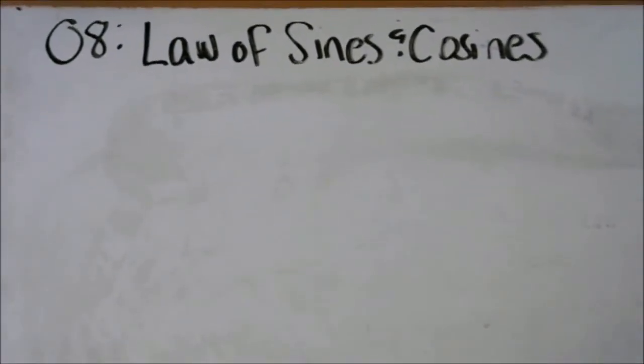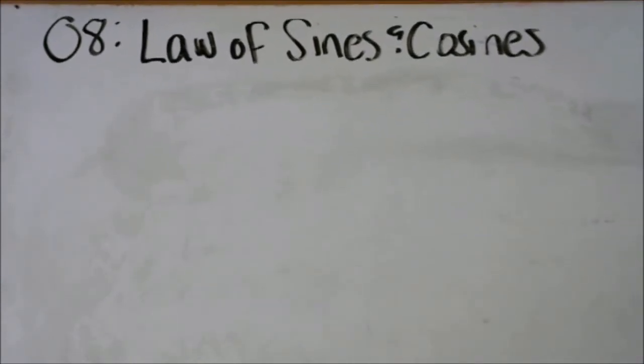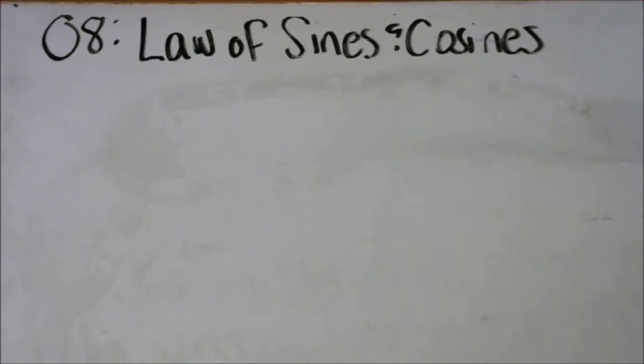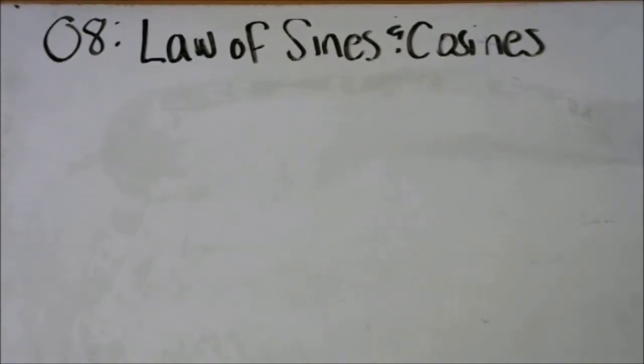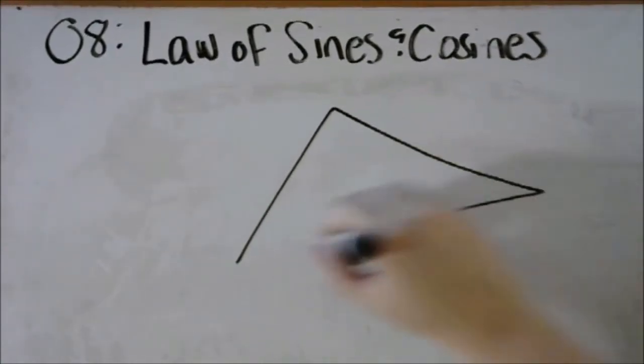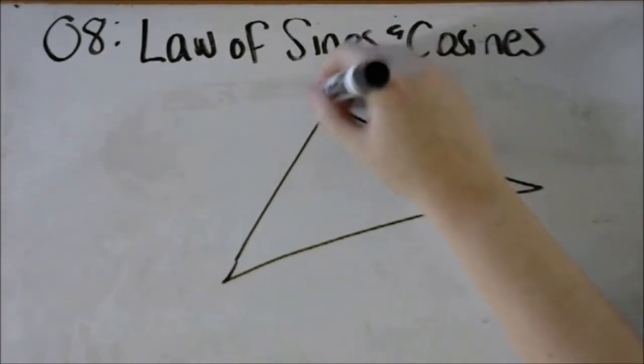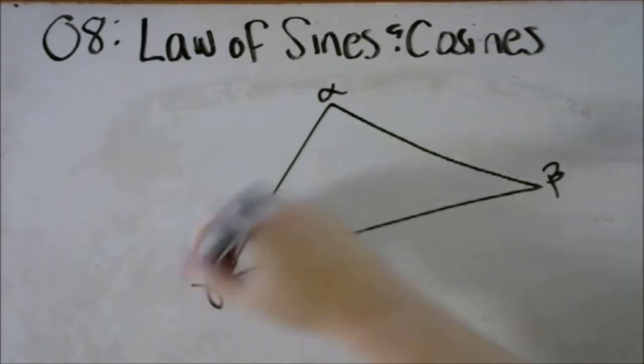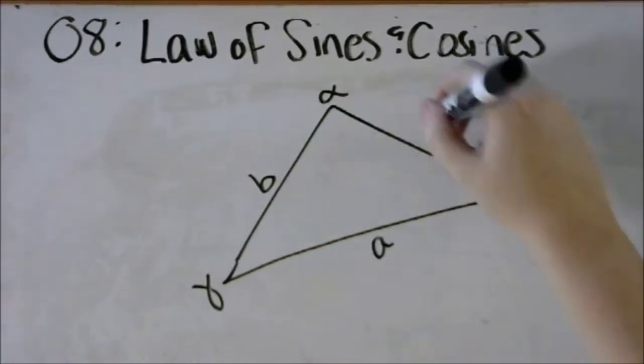Previous to this, we have used sine, cosine, and tangent to solve right triangles, which we called right triangle trigonometry. Now we need to take right triangle trigonometry and extend it to non-right triangles. So let's take a look at an oblique triangle. We'll label it alpha, beta, gamma, A, B, C.